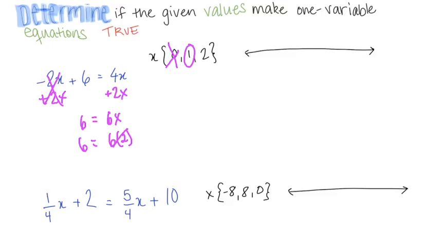6 times 2, that is going to be equal to 12, and 6 is not the same as 12, so this will not work. So the only value here that works is x equals 1. This is the only value out of all the real numbers that will work for this equation to make it true. All the other values will make it false.